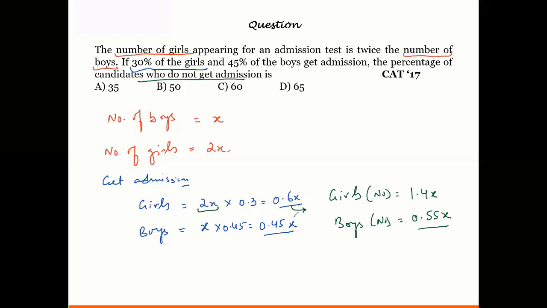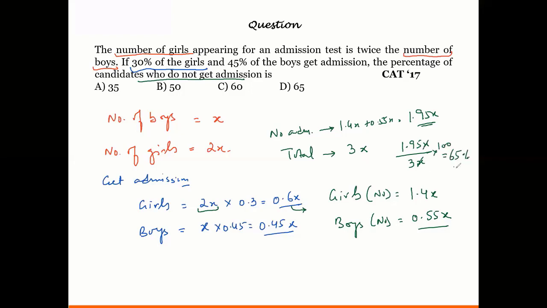Now the question is asking what percentage of the candidates do not get admission. The total number of candidates is x plus 2x, that is 3x, and the people who did not get admission is 1.4x plus 0.55x, that is equal to 1.95x. The question is what percentage of 3x is 1.95x? So it is 1.95x upon 3x into 100. When you cancel it out, it gives you 65% as the answer. So our answer would be option D.